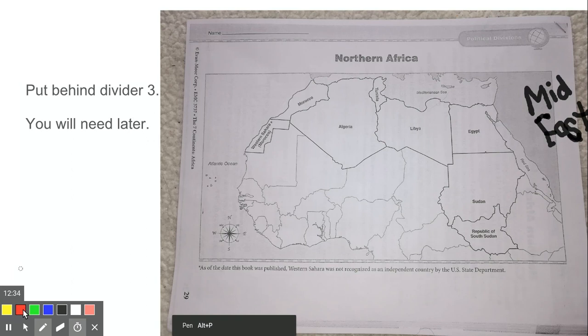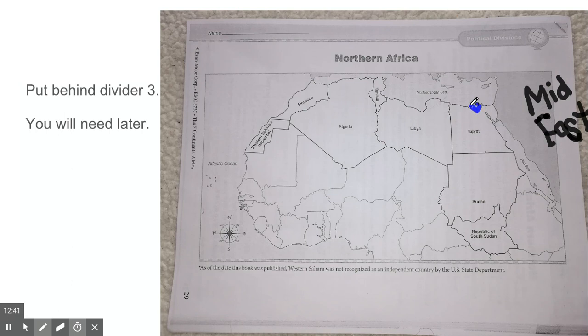Let me change. I want blue because I want to draw in the Nile. Okay, so here's going to be that delta of the Nile, and the Nile is going to extend down this way. And I'm going to label it the Nile. Oh, it does not like doing E's, man. Okay, good enough. So there's the Nile. I need you to know where that is.